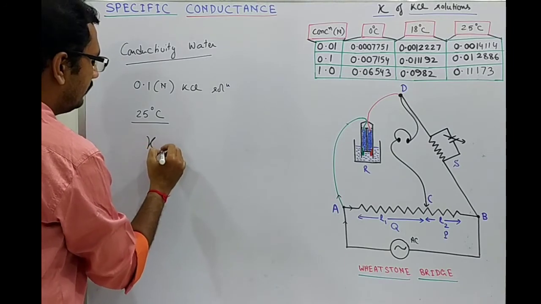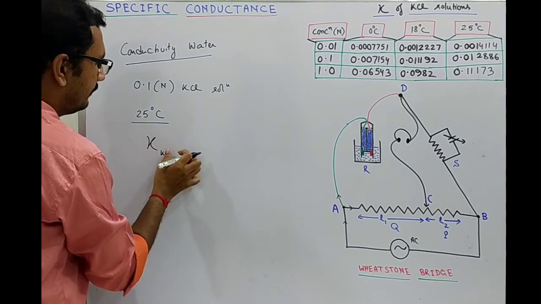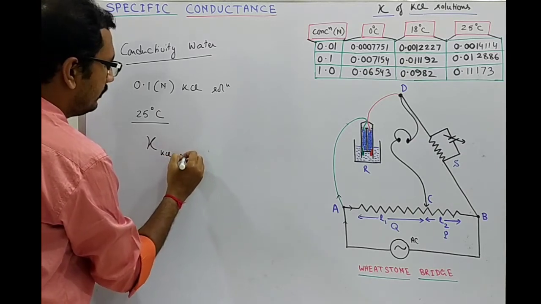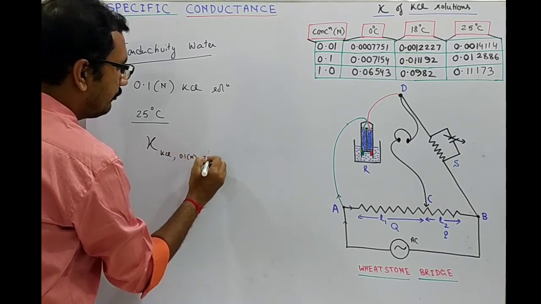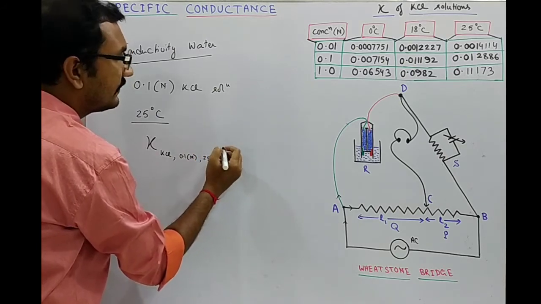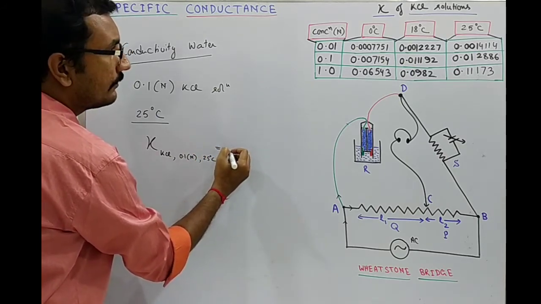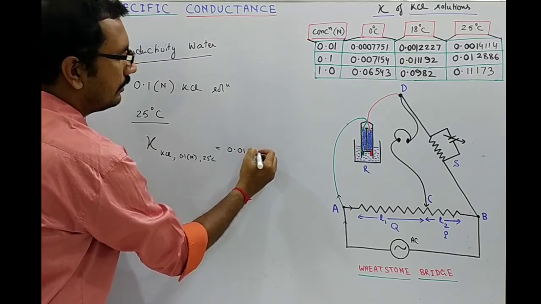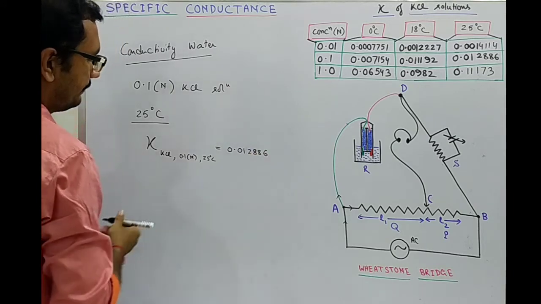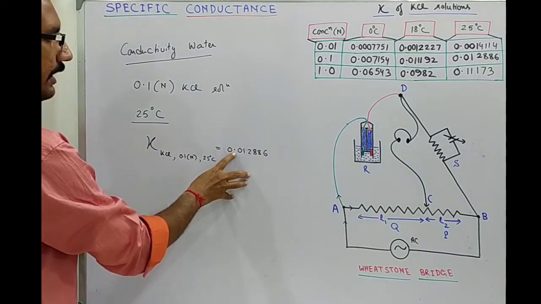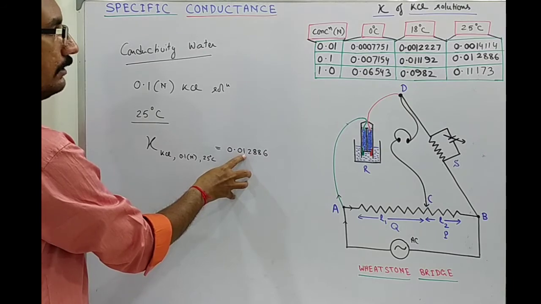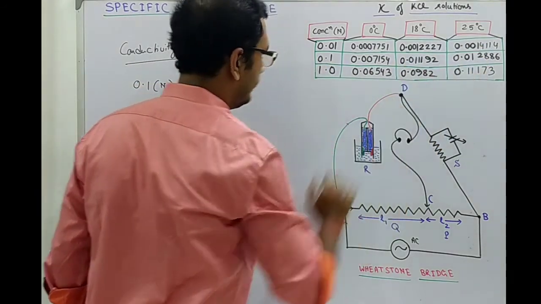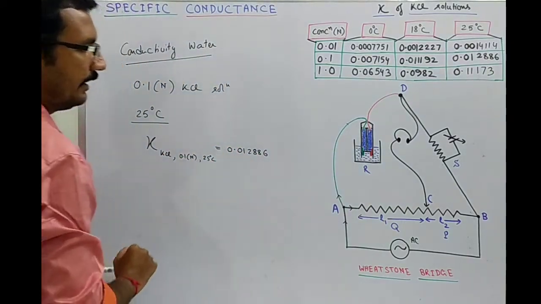So, kappa of KCl, 0.1 normal at 25 degrees centigrade, is 0.01288. This is for 0.1 normal at 25 degrees centigrade. So, you will have the value of kappa.